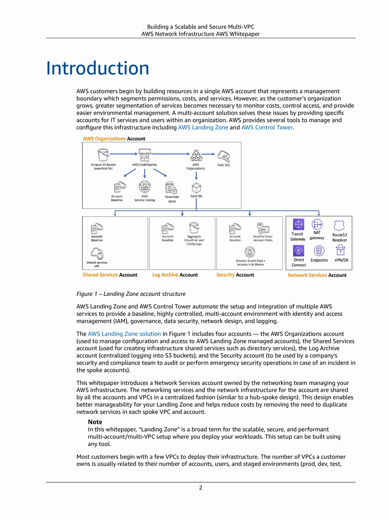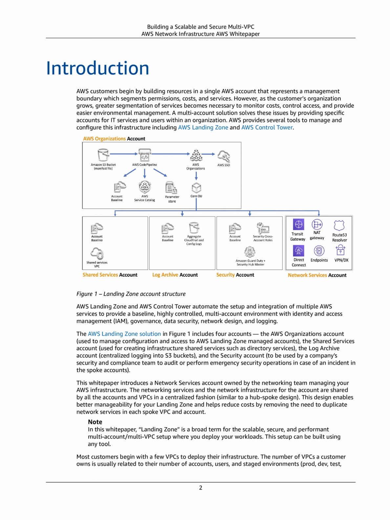The AWS Landing Zone solution in Figure 1 includes 4 accounts: the AWS Organizations account, used to manage configuration and access to AWS Landing Zone managed accounts; the Shared Services account, used for creating infrastructure shared services such as directory services; the Log Archive account, centralized logging into S3 buckets; and the Security account, to be used by a company's security and compliance team to audit or perform emergency security operations in case of an incident in the spoke accounts.